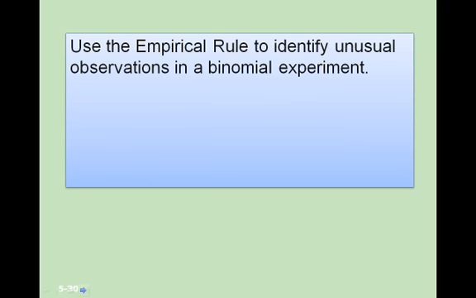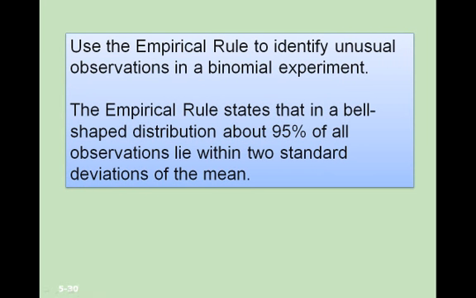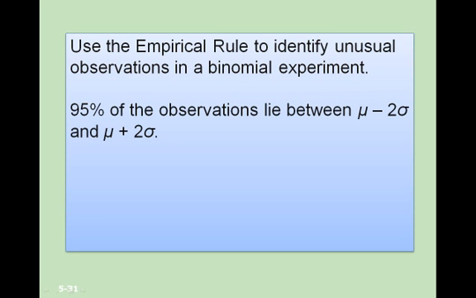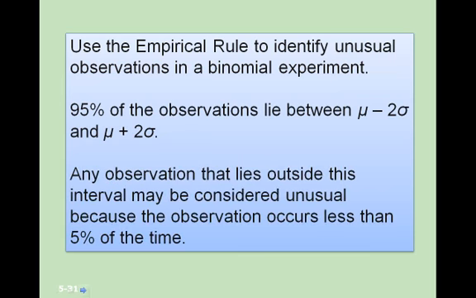So let's use the empirical rule to identify unusual observations in a binomial experiment. The empirical rule states that in a bell-shaped distribution, about 95% of all observations lie within 2 standard deviations of the mean. So that means that they lie between the mean minus 2 standard deviations and the mean plus 2 standard deviations. Any observation that lies outside this interval may be considered unusual because the observation occurs less than 5% of the time.